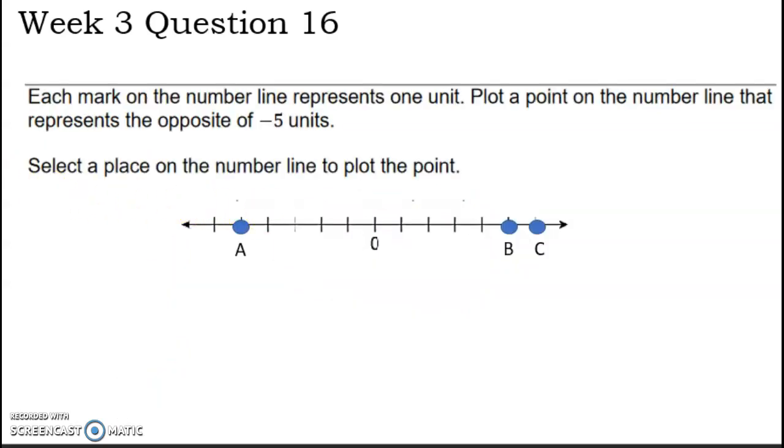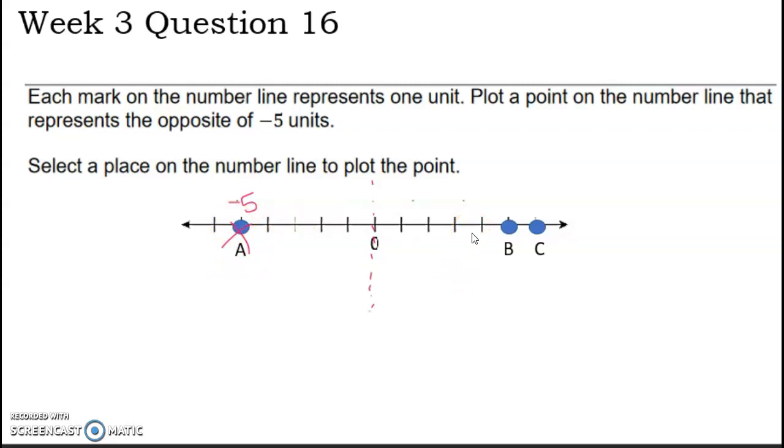Okay. This is a number line. I'm asking you which one of these represents the opposite of -5. So this is 0. I want you to picture this is like your mirror. Now where is -5? Well, if it's a negative number, it must be to the left. So 1, 2, 3, 4, 5. So this is -5. So it's definitely not A, because I want the opposite of -5.